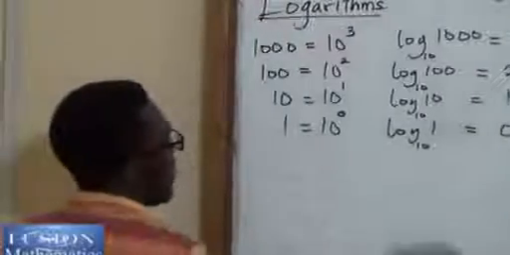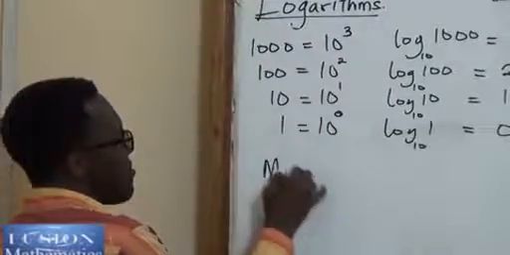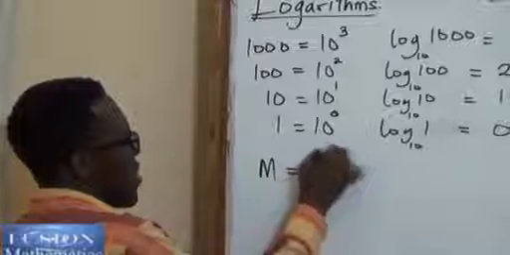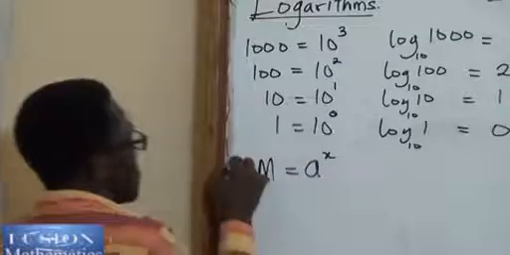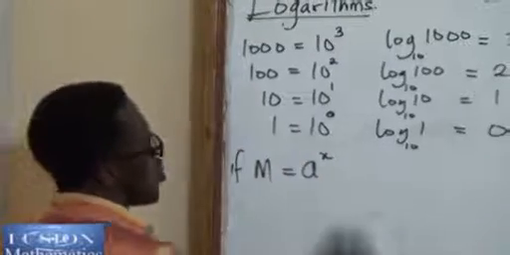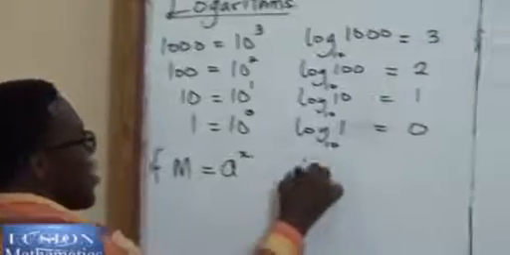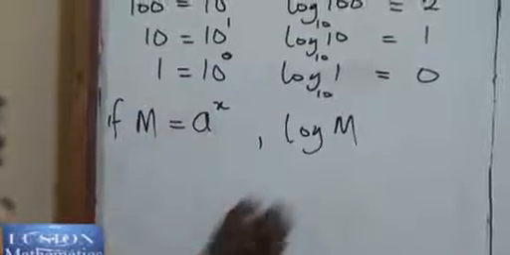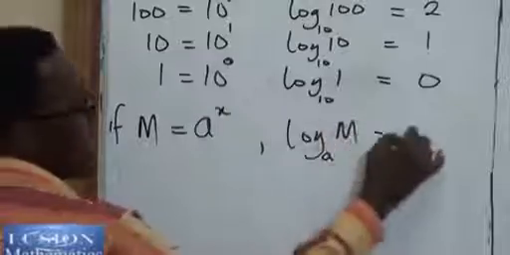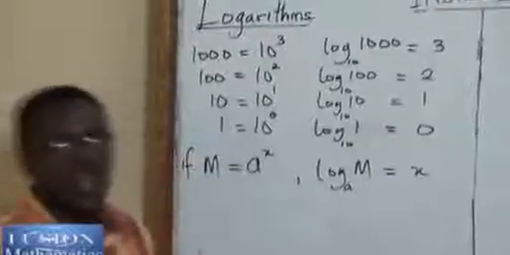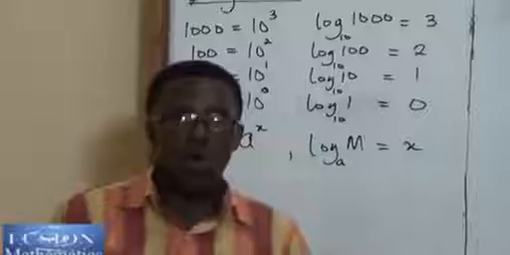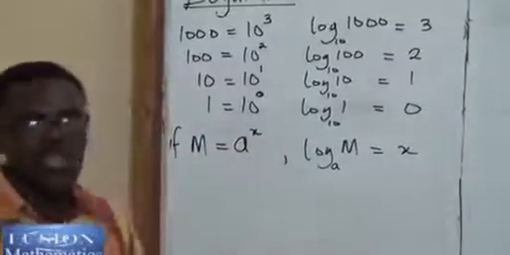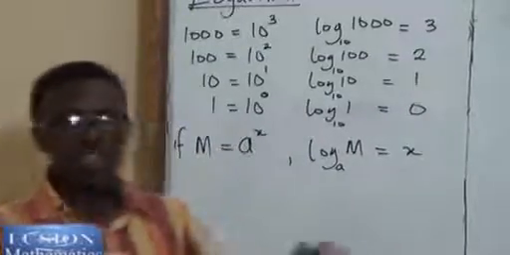Let's use a general formula. Given, for instance, we have m equals a raised to the power x. So this will be the same thing as saying log m when it's taken to the base. We remember we said base is what carries the power. Taken to base a, what is the power? The power is what? x. In fact, this is one of the laws of logarithm. But let's look at the laws of logarithm expressly.